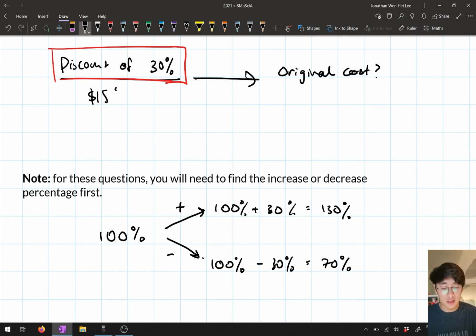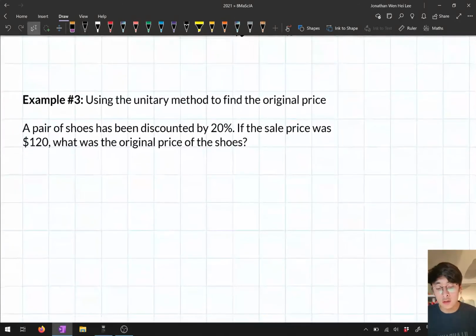So let's have a go at this particular style of question, using the unitary method to find the original price. Let's have a read of this question. A pair of shoes has been discounted by 20%. If the sale price was $120, what was the original price of the shoes? Now, if I was using my unitary method without reading this question very carefully like we did before, I would be tempted to go, okay, well, I've got 20% here and $120.